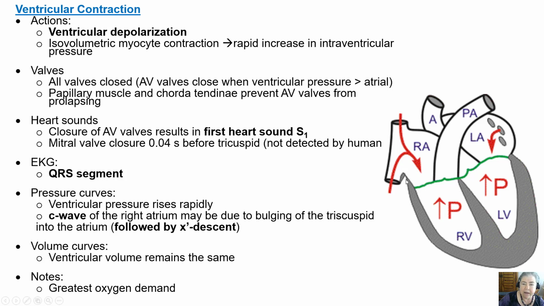Ventricular volume initially remains the same. That's the isovolumetric or isovolumic phase of ventricular contraction. And this is the time when oxygen demand in the myocardium is highest.